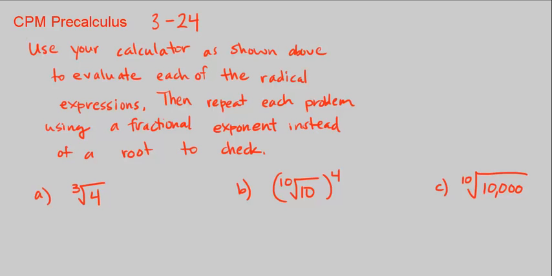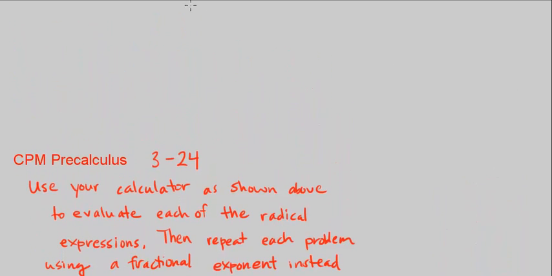Alright, so "as shown above" is talking about the math note. Let's quickly go over the math note, okay? Because all these math notes are really important, and this one's just helping you find roots with your graphing calculator. So if you want to find the fifth root of 12, they tell you to go ahead and enter it into your calculator.